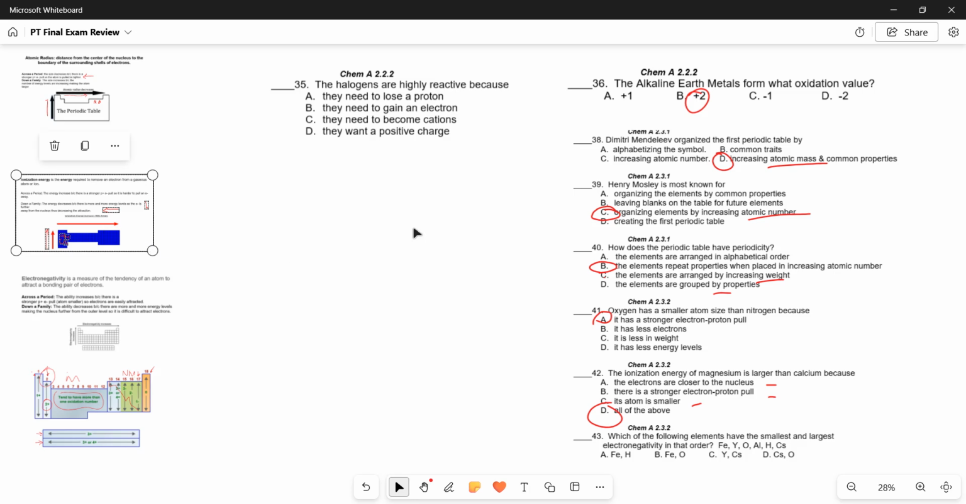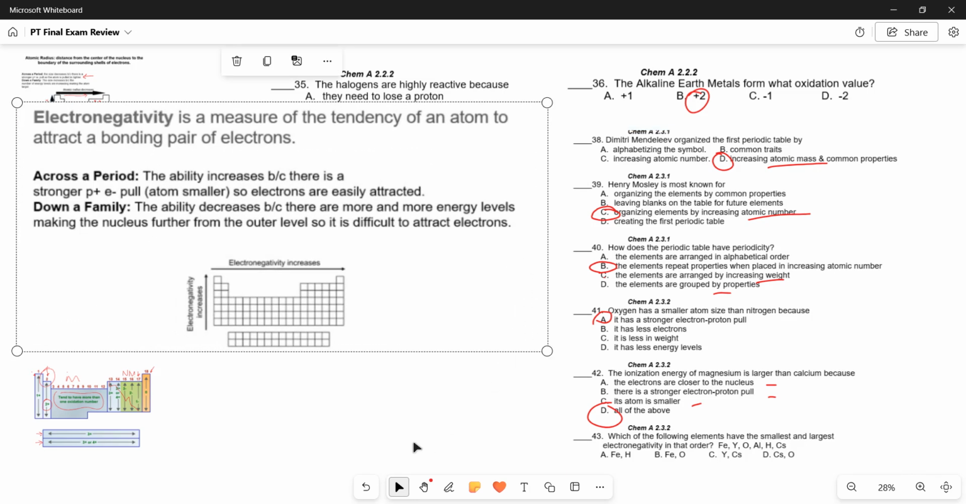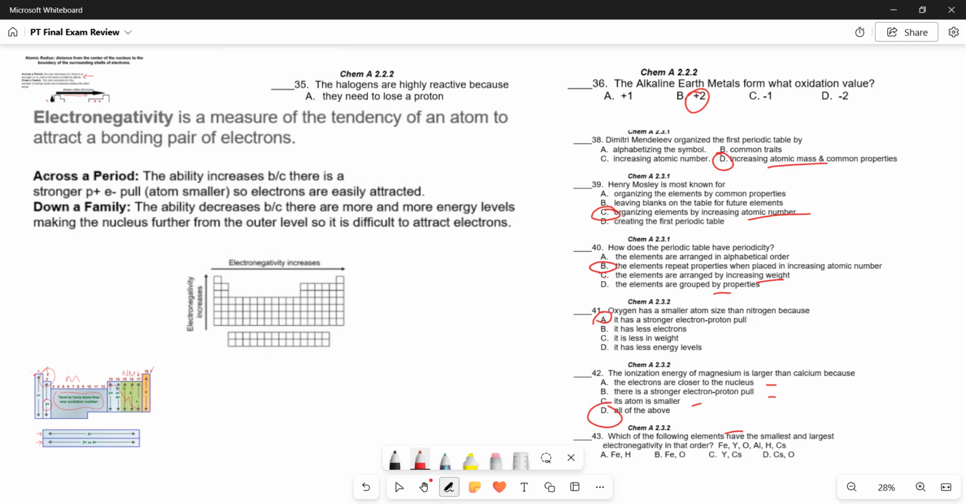Okay, 43 says, which of the following elements have the smallest and largest electronegativity in that order? So if we look at the electronegativity, we have a selection of elements here. So real quickly, this is going to have the largest electronegativity, and this is going to have the smallest.